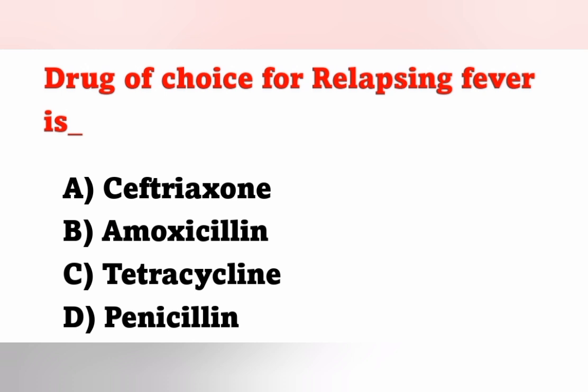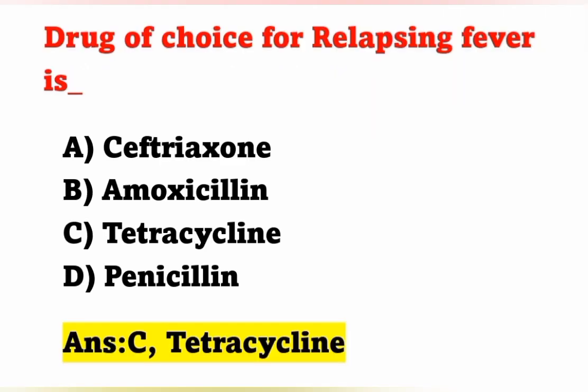Drug of choice for a relapsing fever is: option A, ceftriaxone; option B, amoxicillin; option C, tetracycline; option D, penicillin. Drug of choice for a relapsing fever. Relapsing fever is a type of fever which is caused by spirochete which belongs to Borrelia species. And the drug of choice is tetracycline. Remaining options, ceftriaxone, amoxicillin, penicillin, we discussed in the previous question. So here the correct answer is tetracycline.